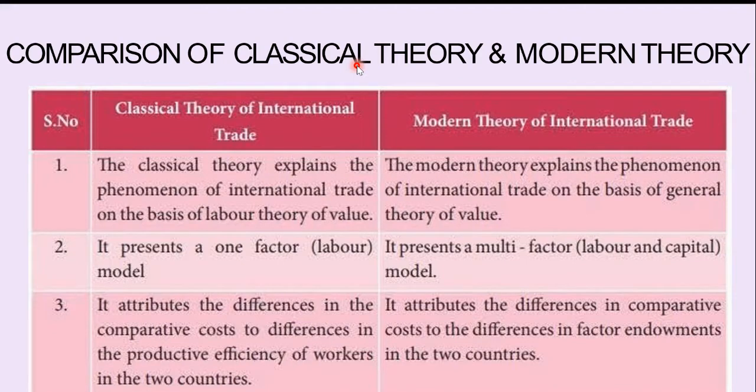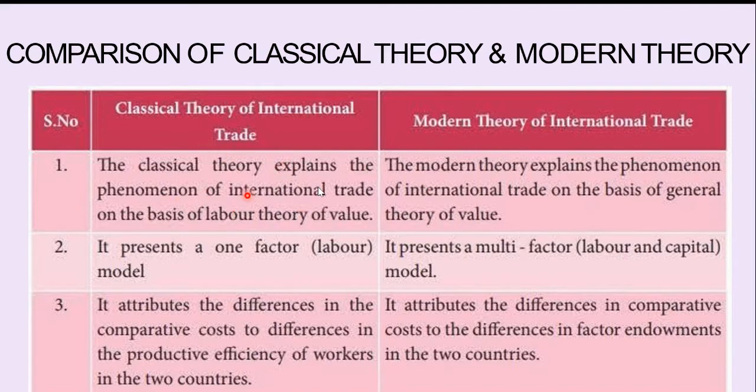So let us end with a comparison of classical theory and modern theory. Under classical theory, we saw two theories: Adam Smith's absolute cost advantage theory and Ricardo's comparative cost advantage theory. Those two theories are called the classical theory of international trade. Under modern theory of international trade, we saw the Heckscher and Ohlin theorem. So what is the difference between these two?